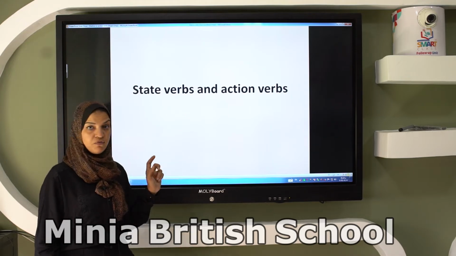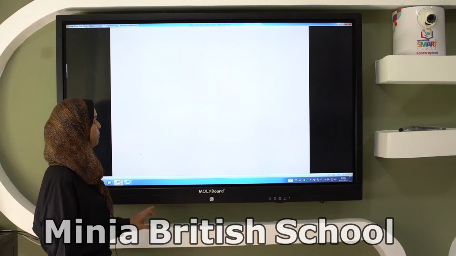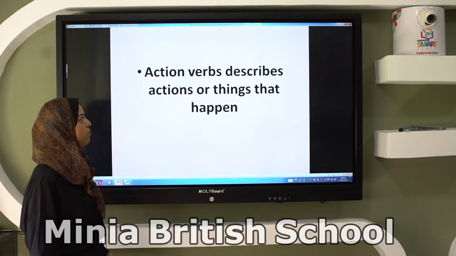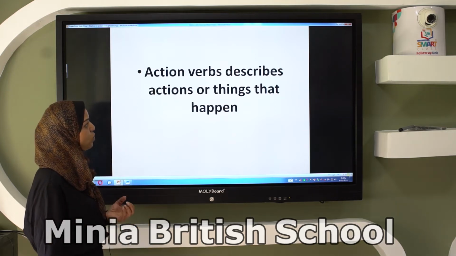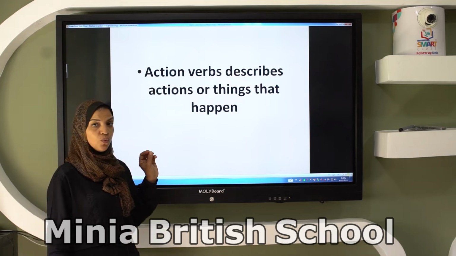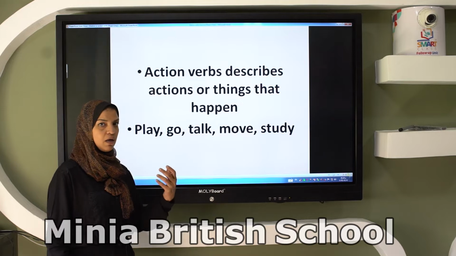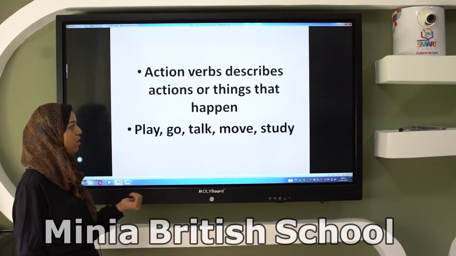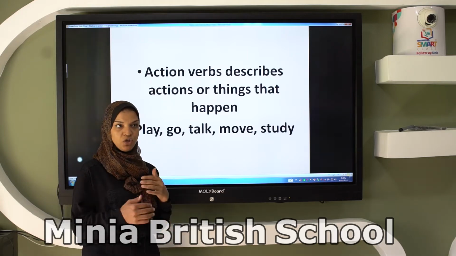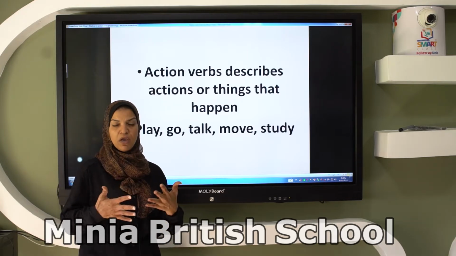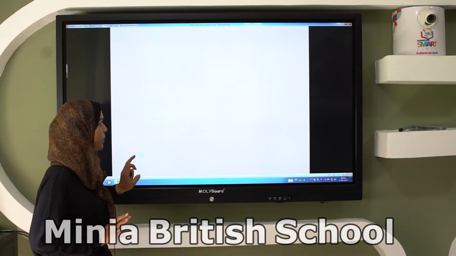Let's start by defining what is an action verb and what is a stative one. To begin with, action verbs describe actions or things that happen. So whenever we talk about action verbs, we can say play, go, talk, move, and study. So what we understand here is the action verb concerns something dynamic. You have to move in order to prove that this is an action verb.